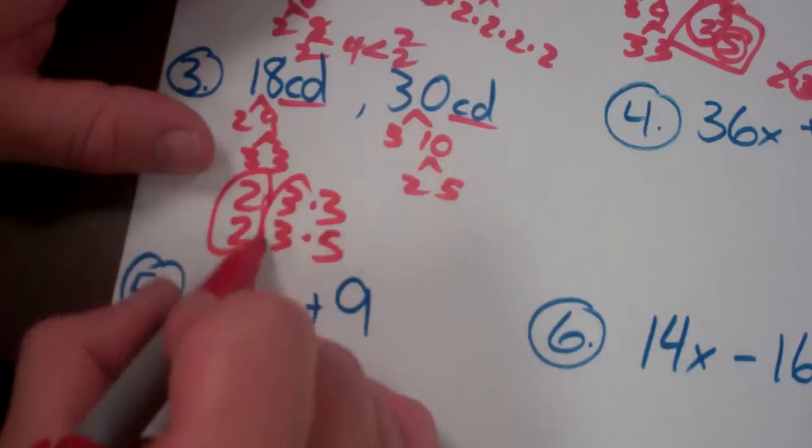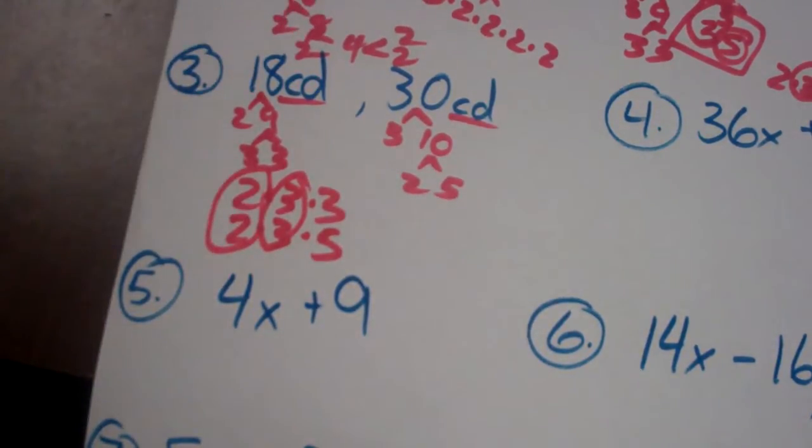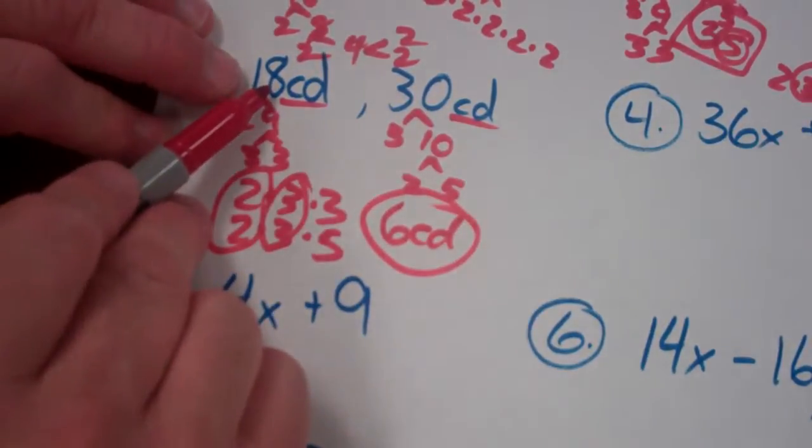They have a 2 in common and a 3 in common. So that would be 6, and they also have a c and a d in common. So your greatest common factor is 6cd. It would fit in there 3 times.